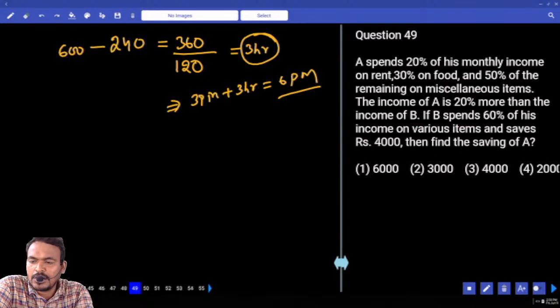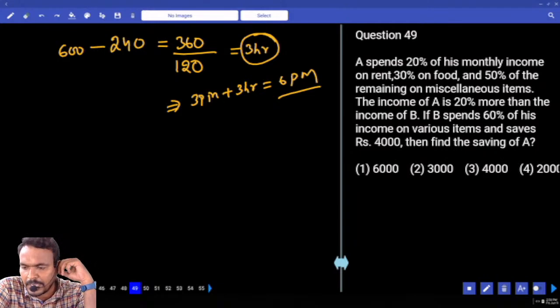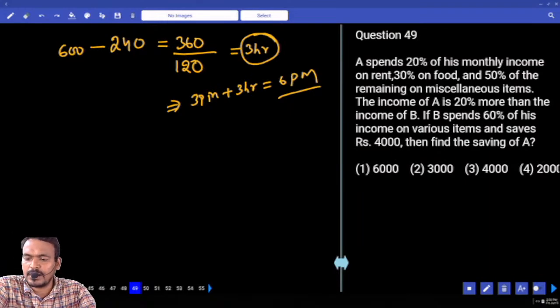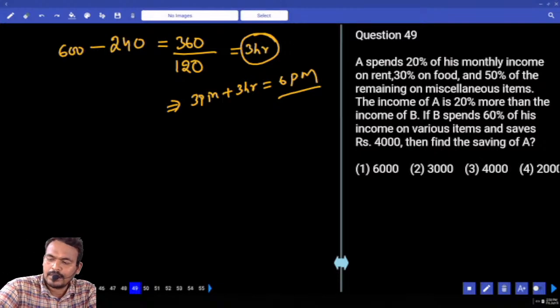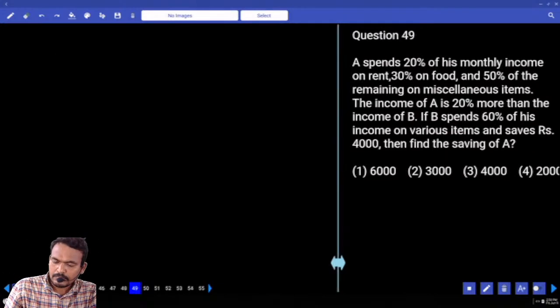A spends 20% of his monthly income on rent, 30% on food, and 50% of the remaining on miscellaneous items. The income of A is 20% more than the income of B. If B spends 60% of his income on various items and saves 4,000, find the saving of A.